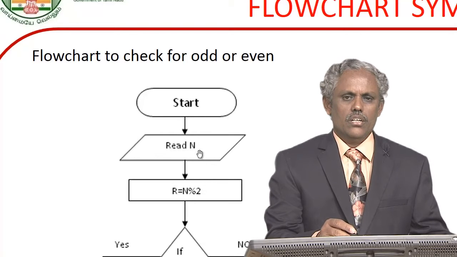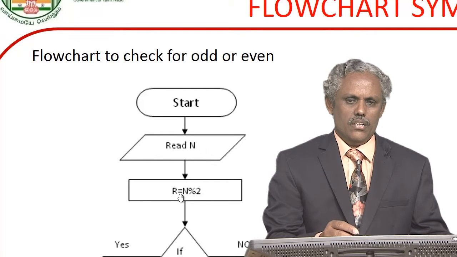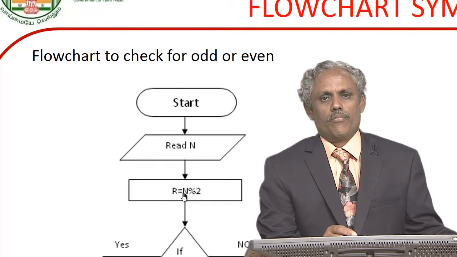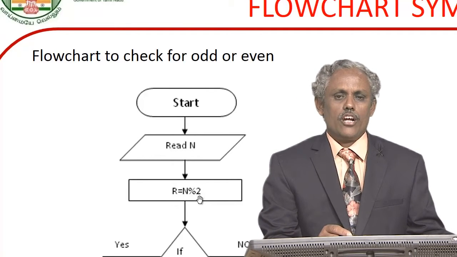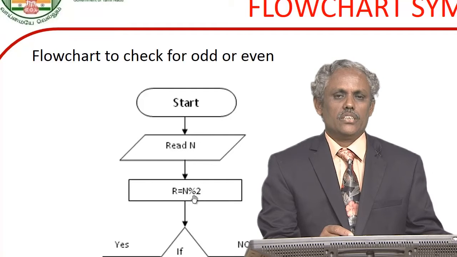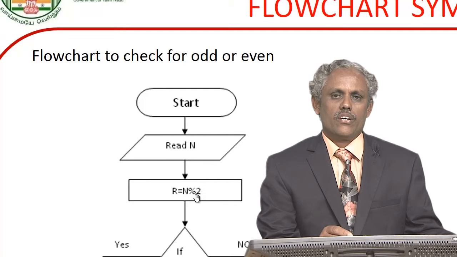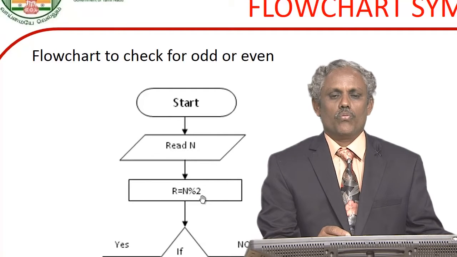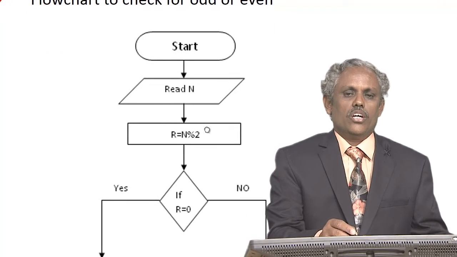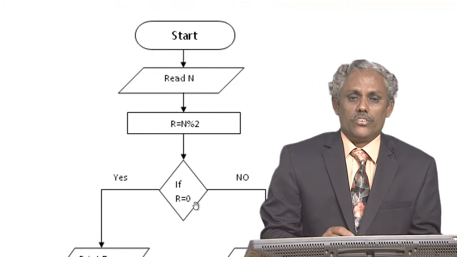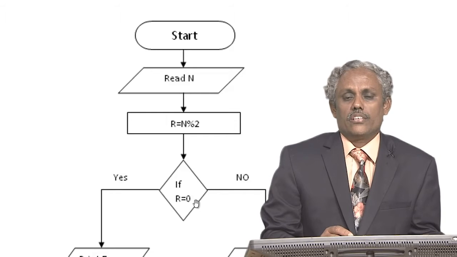Start, read n. Let r be the remainder, r equal to n percentage 2. Here percentage is a remainder operation, it gives the remainder when n is divided by 2. If the remainder is 1, it is an odd number, or if the remainder is 0, it is an even number.